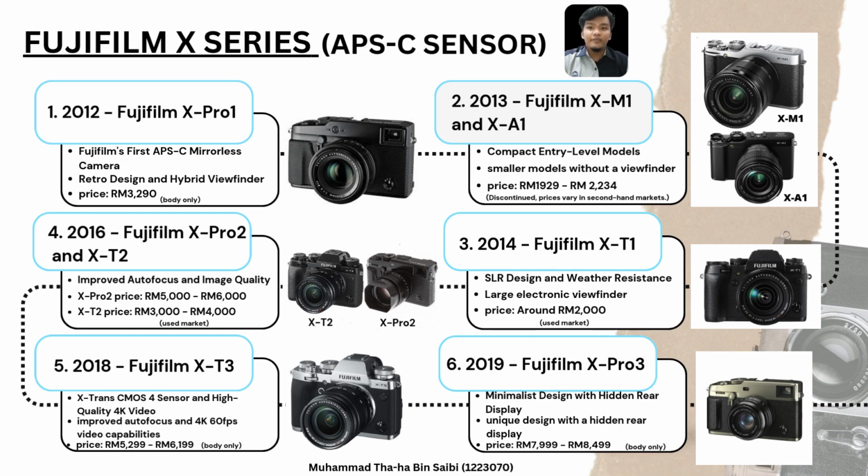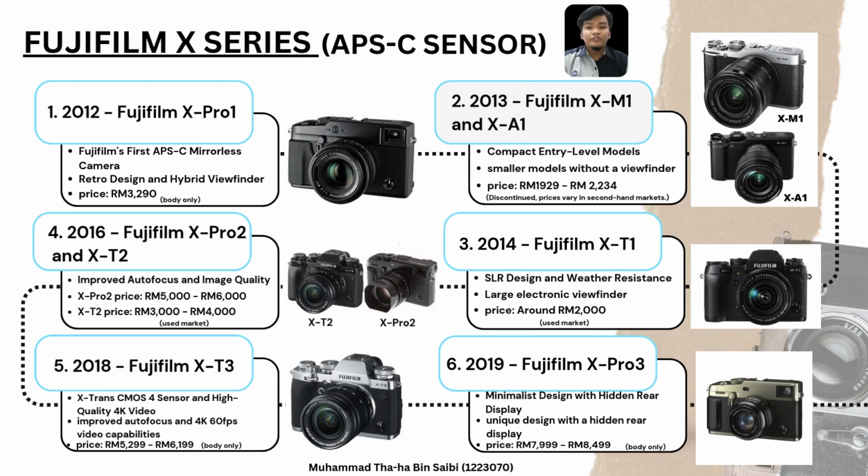Next is Fujifilm X-Pro 2 and X-T2 in the year 2016. These cameras improved autofocus and image quality, and offer a more ergonomic design and 4K video capabilities. Next is Fujifilm X-T3 in the year 2018. This camera has the X-Trans CMOS 4 sensor and high-quality 4K video with a more advanced 26 megapixel sensor, both improving autofocus and 4K 60 FPS video capabilities.